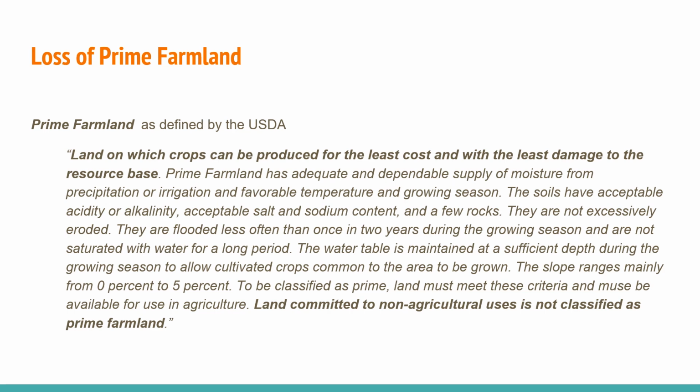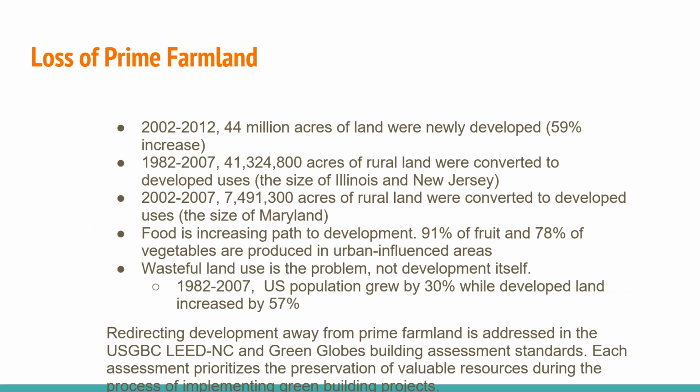And moving on, we're going to look at a couple of statistics. From 2002 to 2012, 44 million acres of land were newly developed. That's a 59% increase from the past. In addition, from 1982 to 2007, we saw about 41 million acres of rural land being converted to developed uses. For comparison, that's the size of Illinois and New Jersey combined.